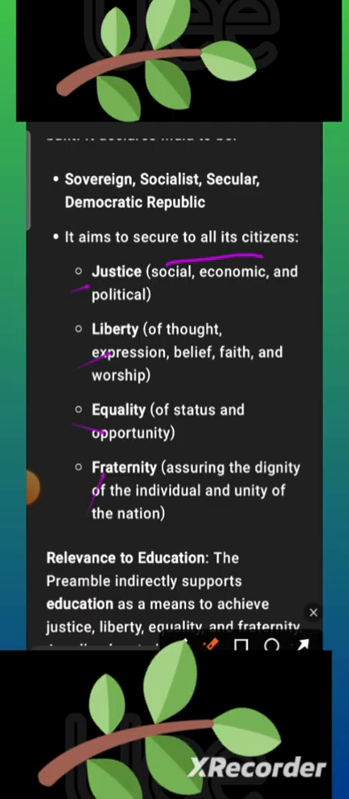Thus, even though education is not directly mentioned in the Preamble, all its goals can be achieved only through a strong, inclusive educational system.